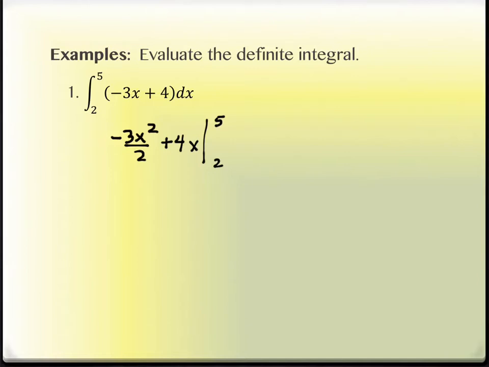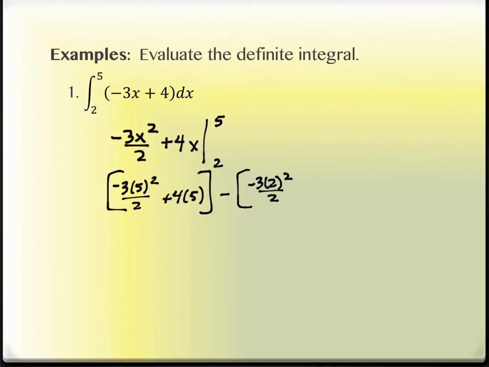We use it in a couple of different places in mathematics, but this is definitely one of them where it's very nice to use it. And you can just see where it's moving from the front to the back of the problem. What does it actually mean? Well, it means to take the 5 and plug it in. So we're going to have negative 3 times 5 squared over 2 plus 4 times 5. And we're going to find out what that is in just a moment. And then we're going to subtract, and we're going to do the same thing with the 2. We're going to plug the 2 in. So negative 3 times 2 squared over 2 plus 4 times 2.